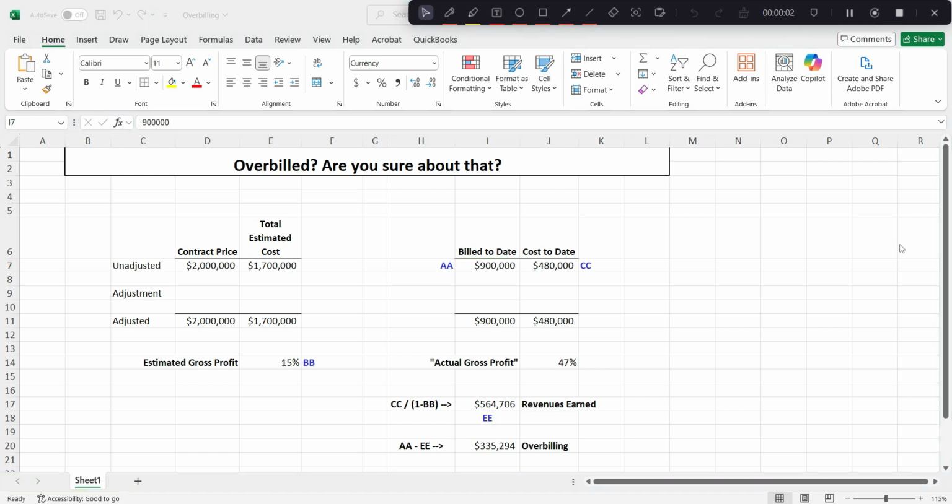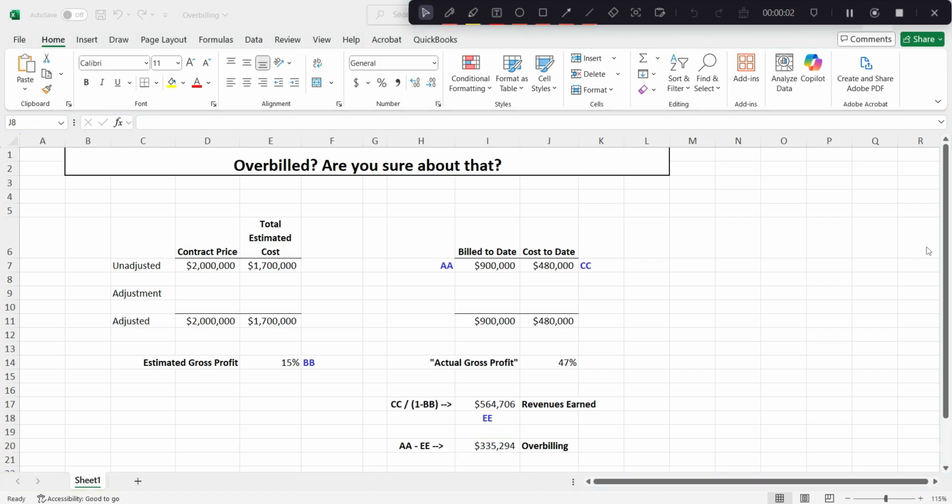Let's take it a step further and calculate revenues earned. Revenues earned is the amount of revenue we can recognize based on the percentage of completion method. Simplified formula here. The amount of revenue we can recognize is $564,000. That is significantly less than our build-to-date amount of $900,000. The difference between these two amounts, the $900,000 and the $564,000, is our overbilling amount.